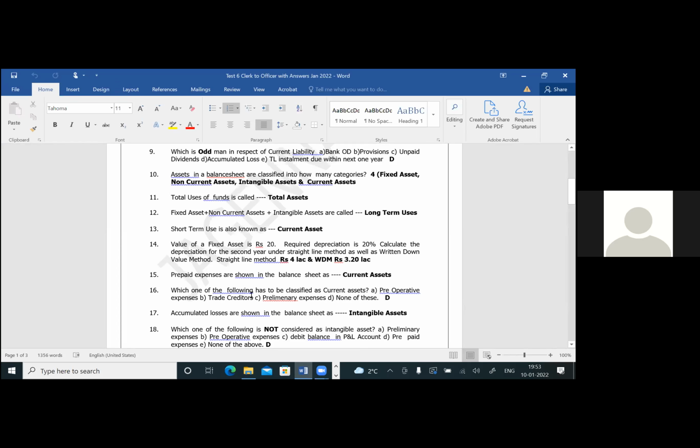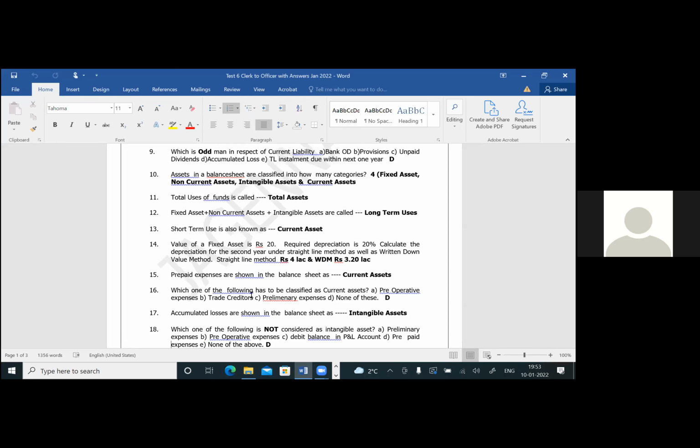What do you mean by trade creditors? Trade creditors is nothing but sundry creditors. Sundry creditors, whether it is a current asset or current liability, a sundry creditor is nothing but a trade creditor. That means you have purchased something on credit basis and you have to give the money to him. So sundry creditors are current liability.